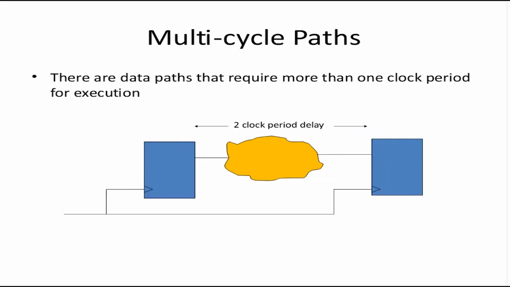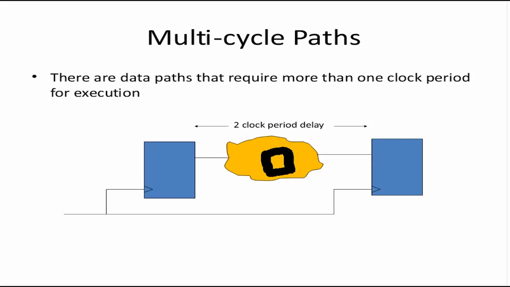Another type of exception is the multi-cycle path. Multi-cycle paths are data paths that require more than one clock period for execution. Now let's say you have a big combinational logic, and you know that this is going to take more than one clock cycle, and you don't want to add any pipeline here. So it will violate, right?